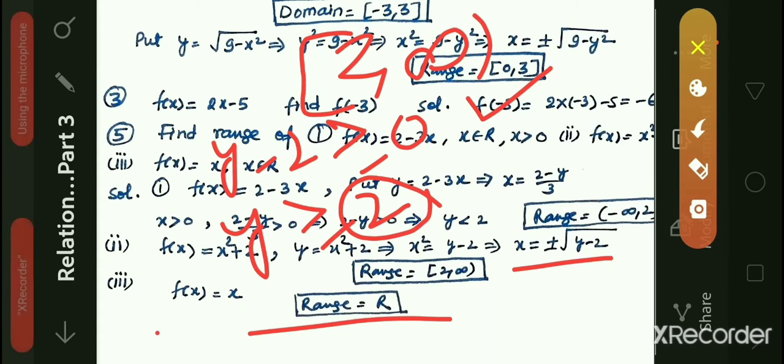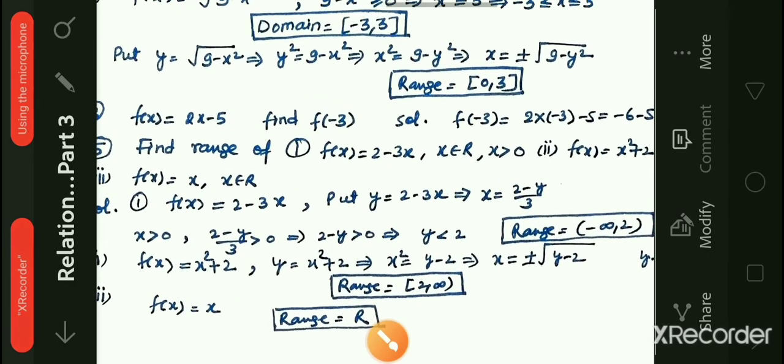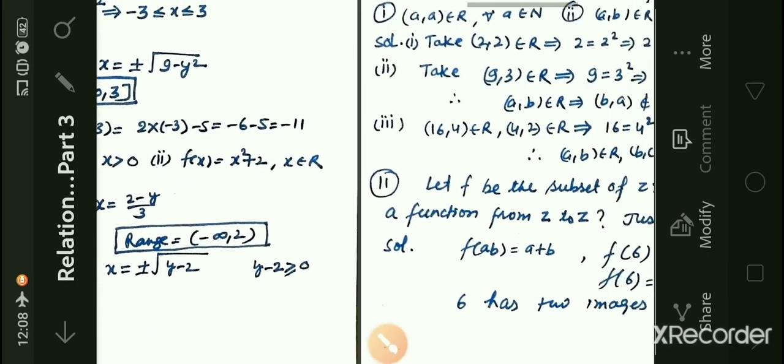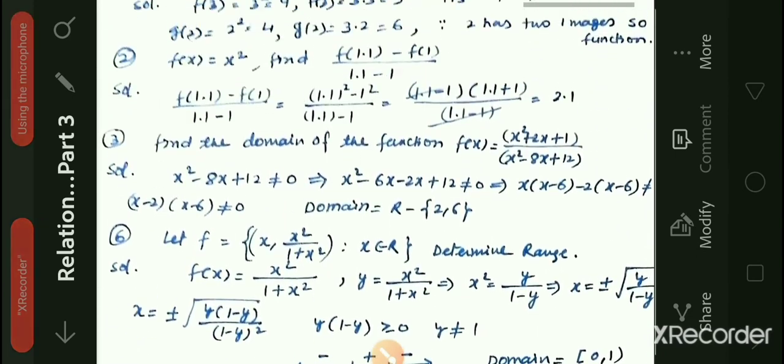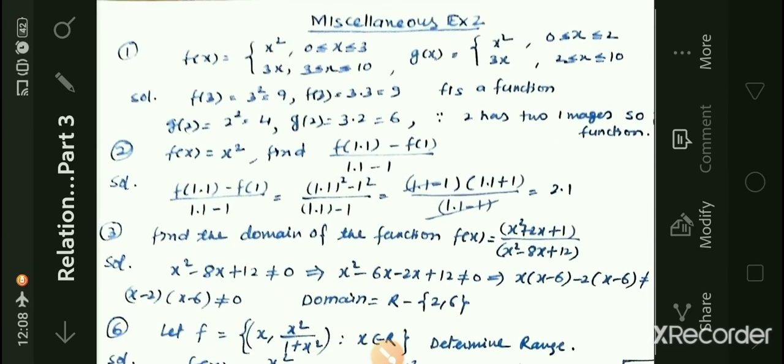I hope it is clear to you. Now move to other questions of your miscellaneous exercise of chapter 2.